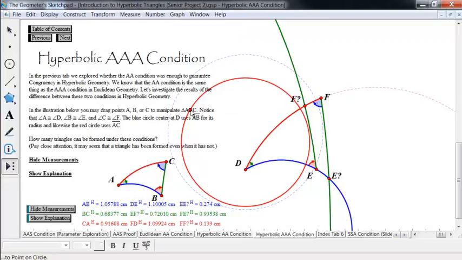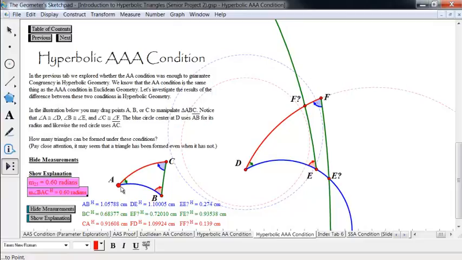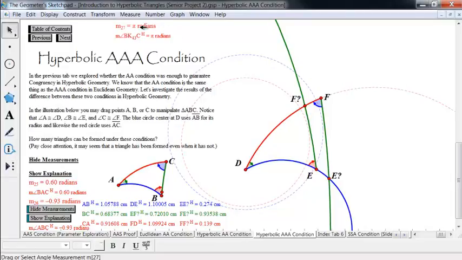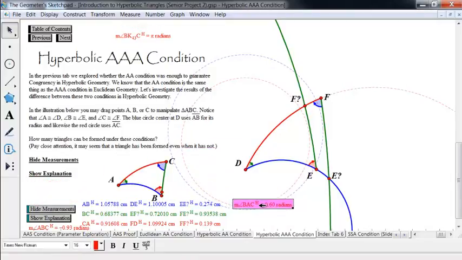Measure. So we're going to measure BAC, ABC, and BCA, and these I'm going to hide. So there we have links. Here we're going to have angles A, B, and C.